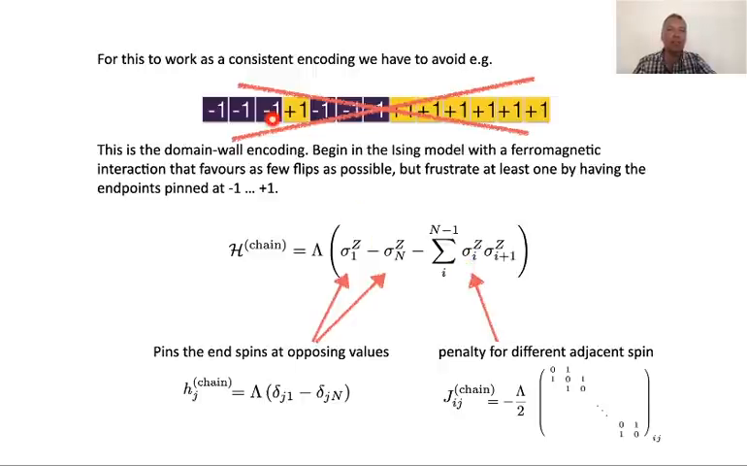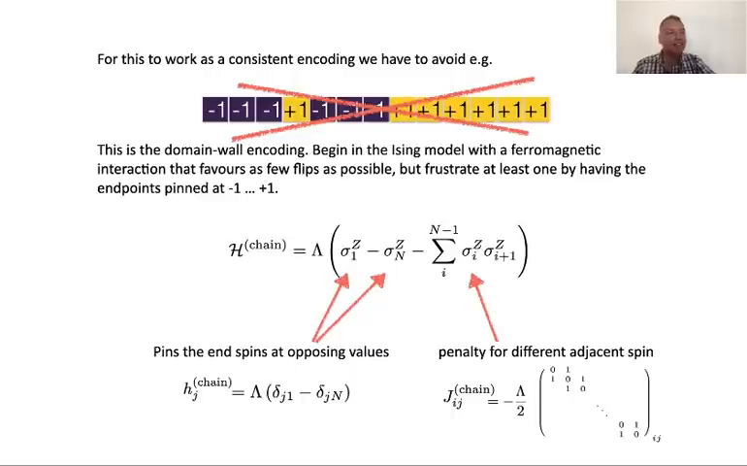So every time I have a wall going from minus to plus, I'm going to get a penalty from this term. And so it enforces a configuration where it's minus at the left, plus at the right, and just one single place in the middle, which we're calling the domain wall, where it goes from one to the other. So that's going to force our proper encoding of field values.